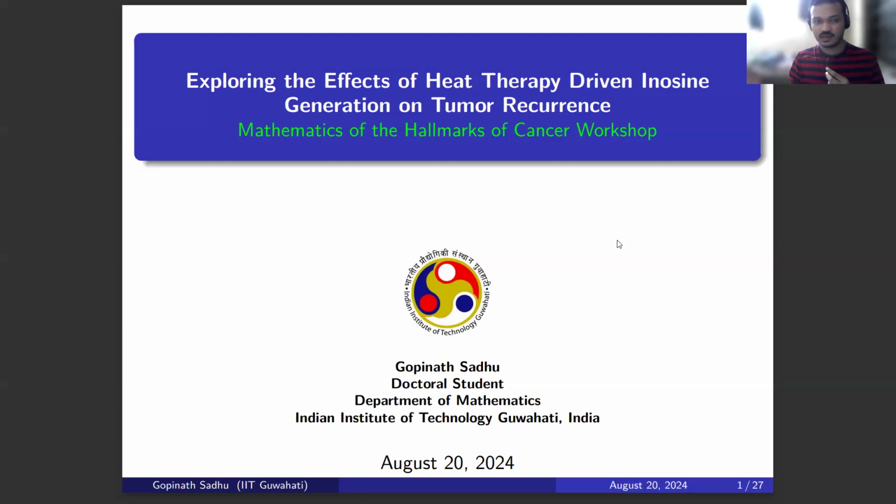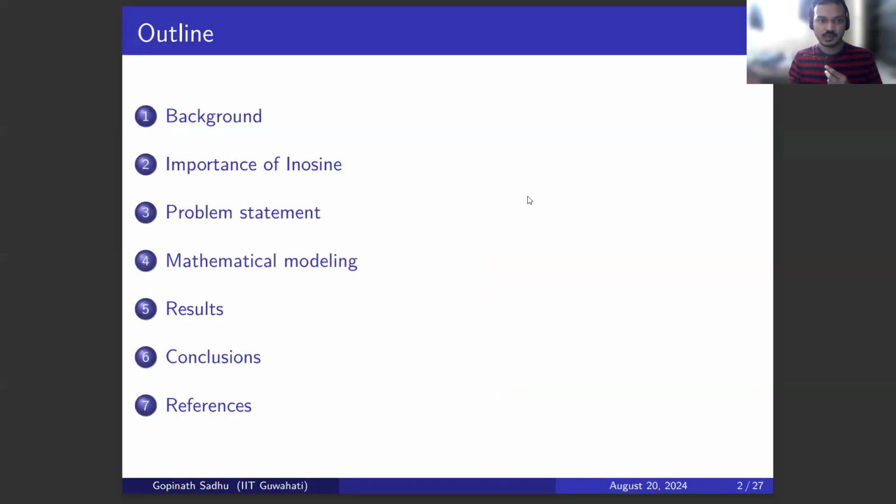Now, the title of my talk is The Effects of Heat Therapy Derived Inosine Generation on Tumor Recurrence. And this is the outline of this talk.